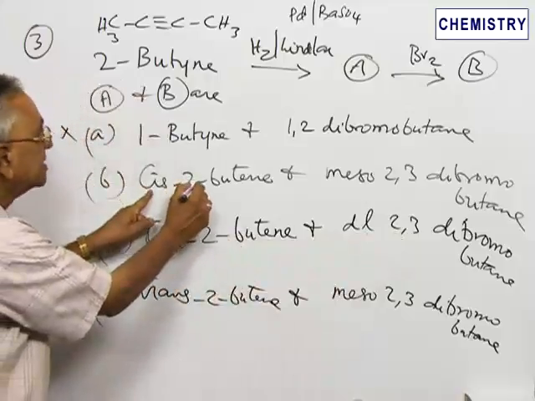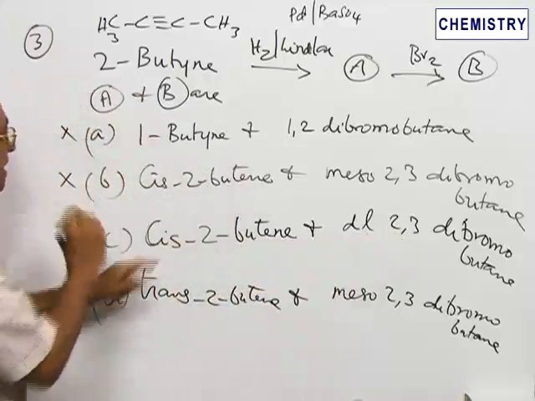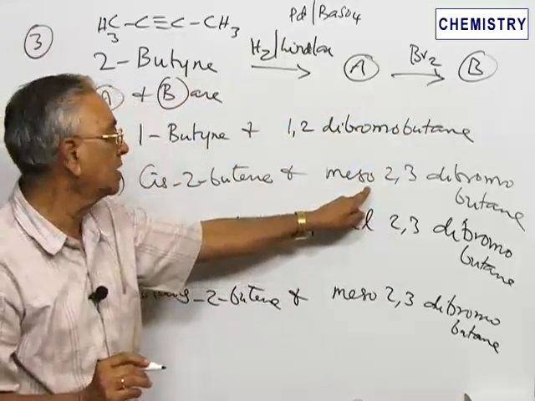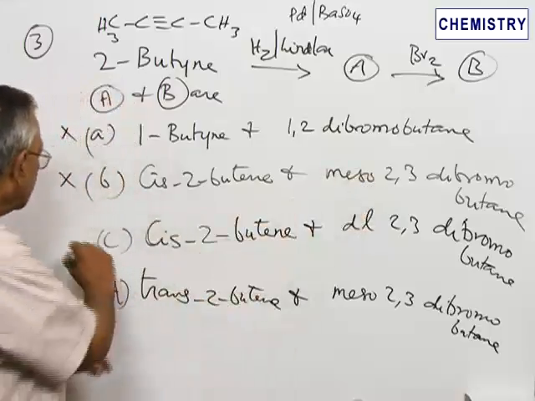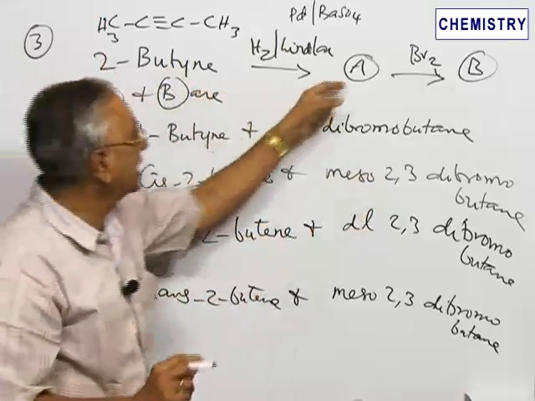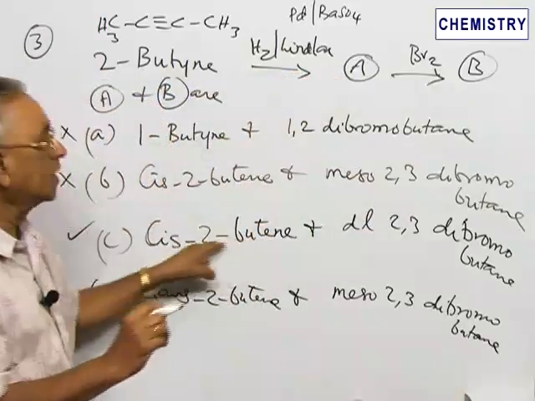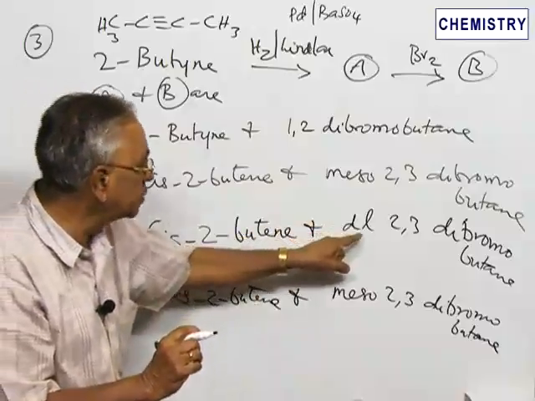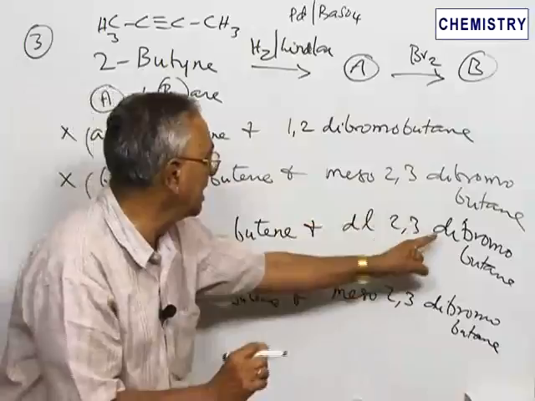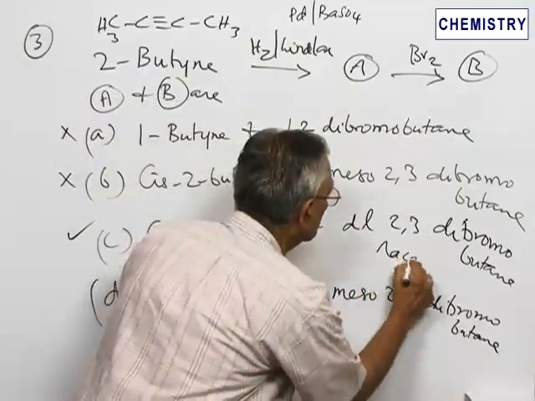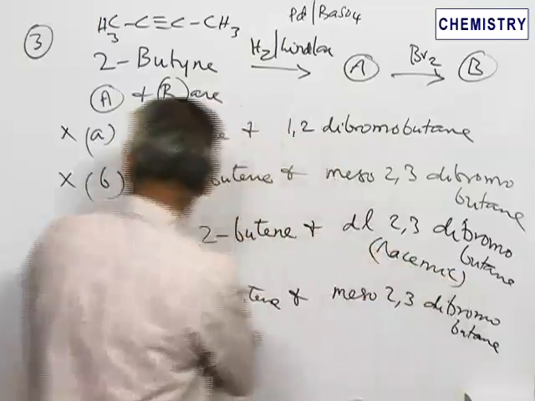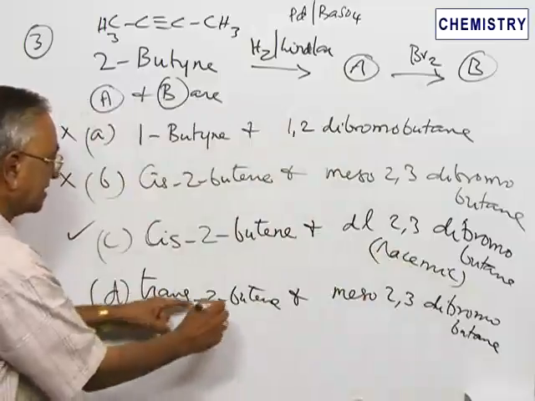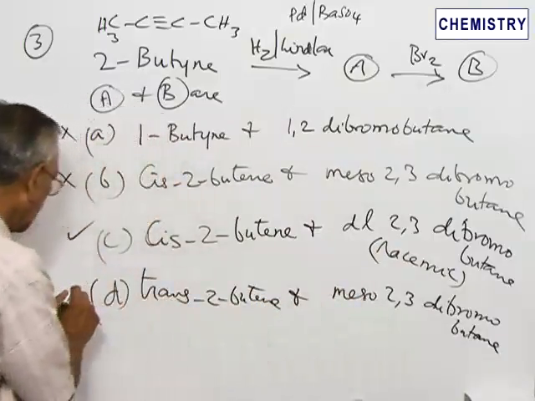Therefore, this part of it is correct, A is correct, but B is not correct. And the B part of it, the capital B, this compound is not correct. This is not a meso compound. Therefore, this is not the correct answer. C is the correct answer because this selectively gets reduced to a cis olefin, which is cis-2-butene, and which on bromination will lead to a mixture of plus and minus, a DL, a racemic mixture of 2,3-dibromobutane, and therefore this is the correct answer. Whereas the trans-butene is not being obtained. A is not correct. Trans will give meso, but trans-butene is not being obtained.